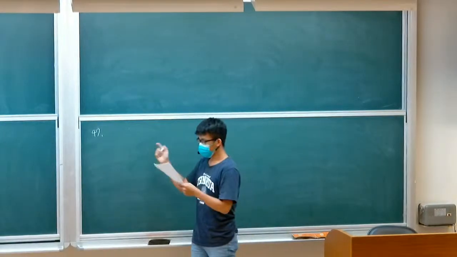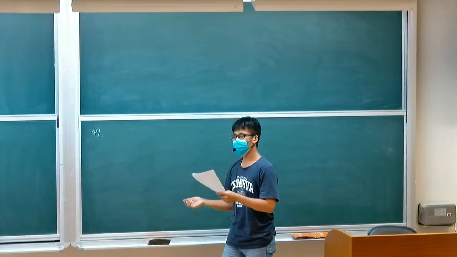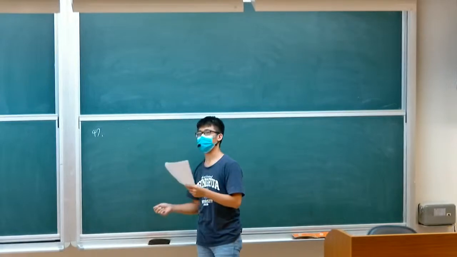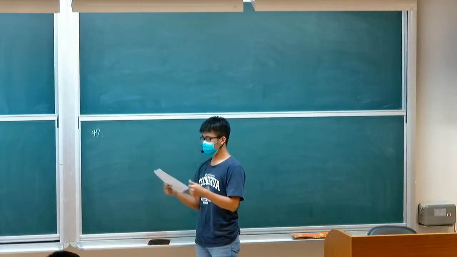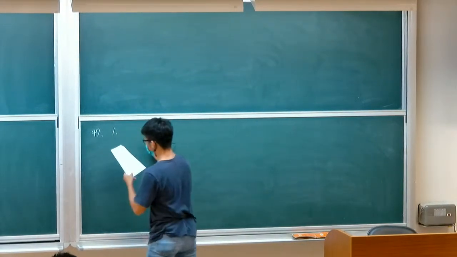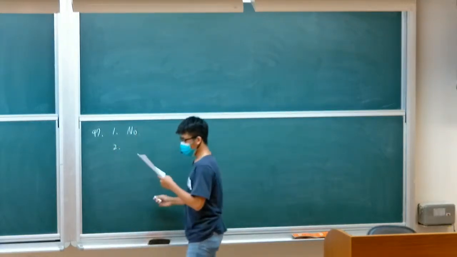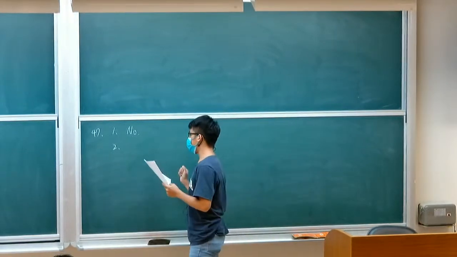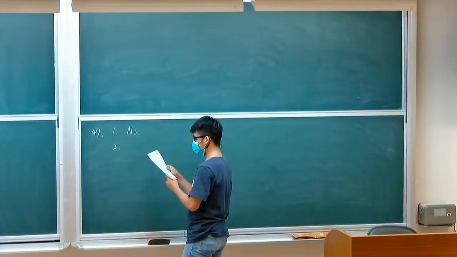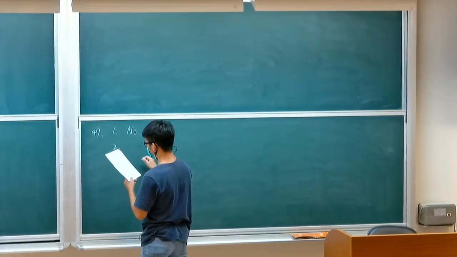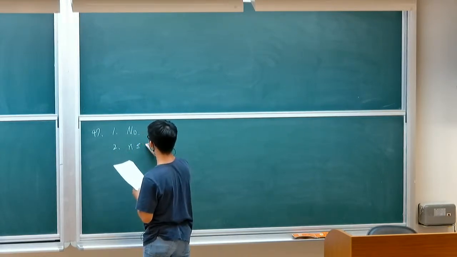For the first part of this exercise, of course, Rn is not a subset of Rm, since the elements of Rn are vectors with n tuples, while the elements of Rm are vectors with m tuples. So the first part is no. And for the second part, this one is a very easy one. As long as n is less than or equal to m, then Pn is a subset of Pm.